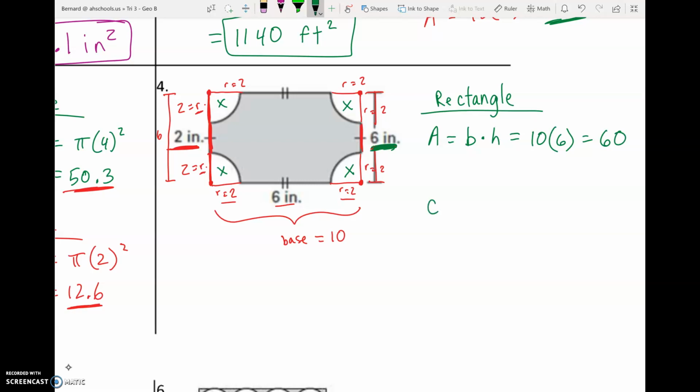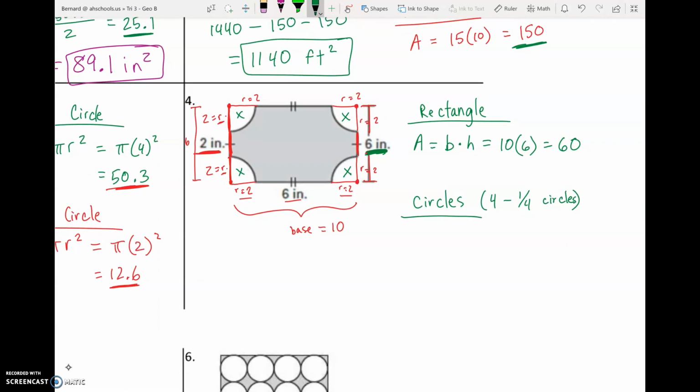Now, the only thing I want to say to you is this. We have 4 quarter circles. And I need you to pay real attention here because we're going to skip a step. We have 4 quarter circles. So 4 one-fourth circles.